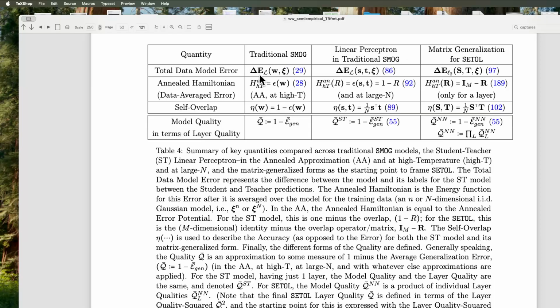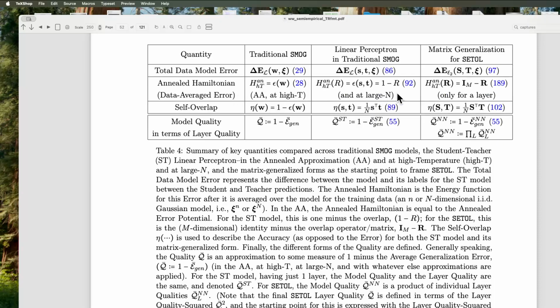You have a total data error. So you have an error. In a linear perceptron, it's an error between the student and teacher vectors. In a matrix, it would be the error for each layer between a student matrix and a teacher weight matrix. You have a Hamiltonian, which we described earlier in section 4.2.